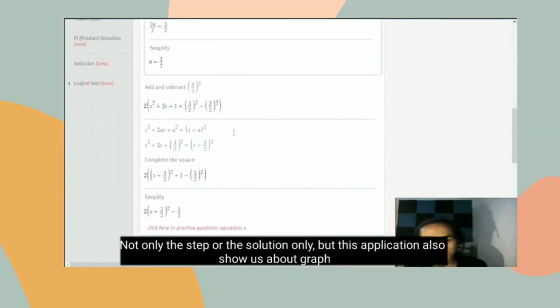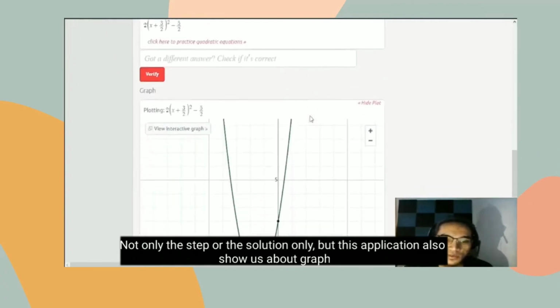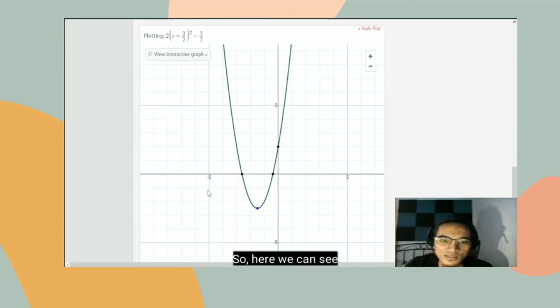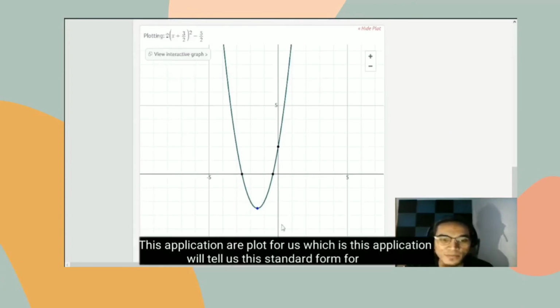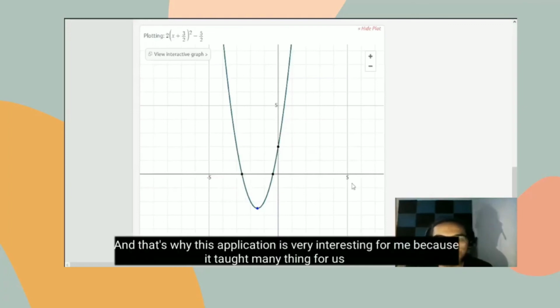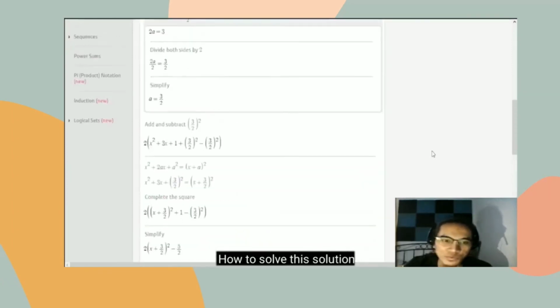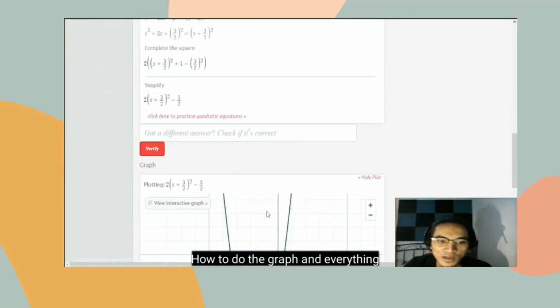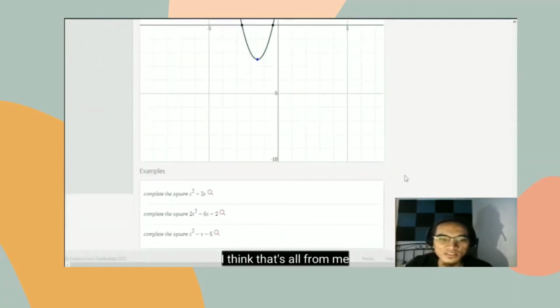Not only the steps or solutions, but this application also shows us the graph. Here we can see this application plots for us the standard form, the y-intercept, x-intercept, and the maximum or minimum value of this graph, and that's why this application is very interesting for me, because it tells us everything: how to solve these problems, how to do the graph and everything. I think that's all from me. Thank you.